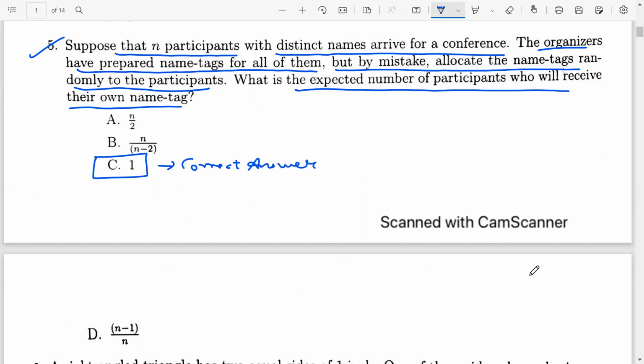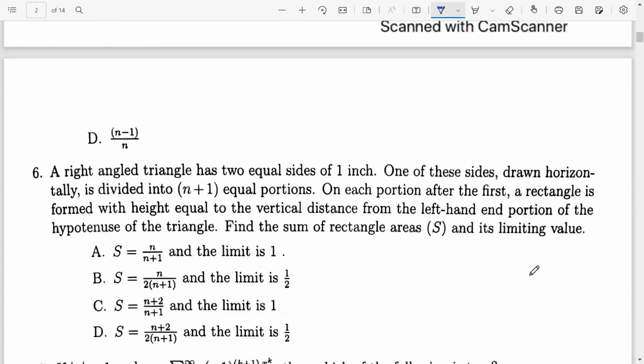This is the correct answer for this question. And then let me look at the last question for this particular lecture, after which we stop.